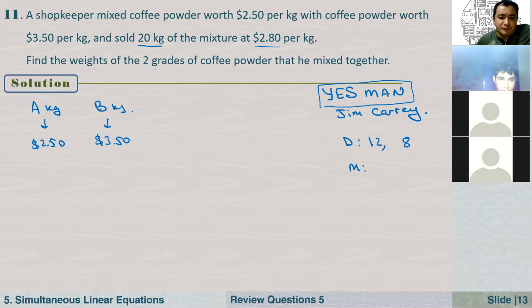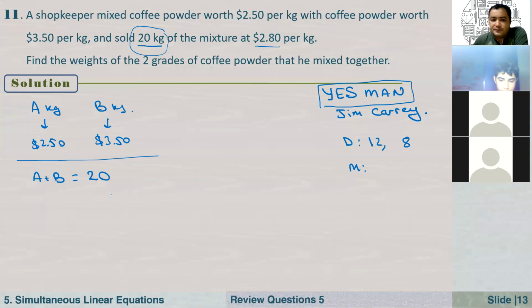Okay. So from the nature of this equation, we know that A plus B, right, is the total weight. I'm just mixing. When I'm mixing this, what is the total weight? It says sold 20 kg, right? So that is 20, A plus B.